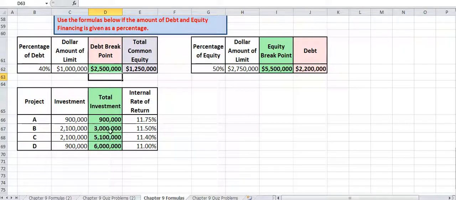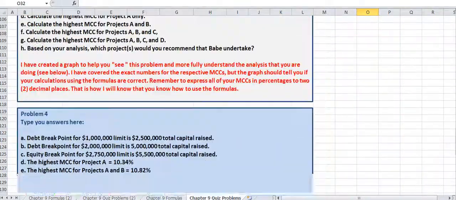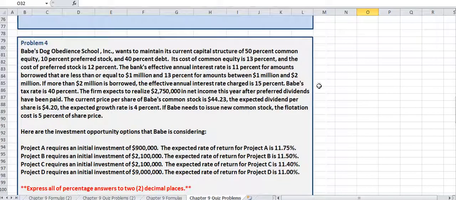But we're not over our equity breakpoint. This $3 million right here is not over it, so that's not going to change at all. The only thing that's going to change is we're going to use a higher percentage for our debt between 1 million and 2 million. Because if we put in 2 million, let me just show you again, that's way up here, so we're not there yet. So we're going to use the one between 1 and 2, which is, let me go to the problem, 13% between 1 and 2.